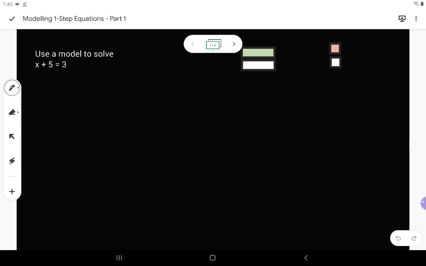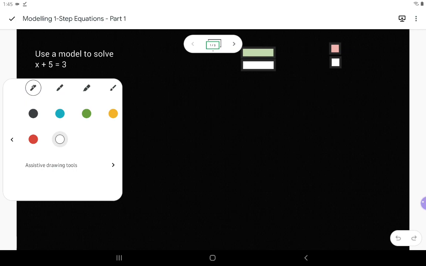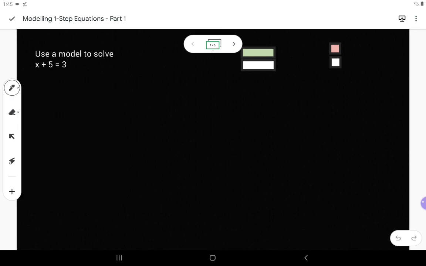So with our models, what we're going to do is I'm going to use these tiles that I've got set up over here on the right hand side. Okay, so with these tiles, for that first one, I've got this green rectangle here, and we're going to use that to represent our x's, or our variables. So I can change this from one letter to another if I need. Most of the time it will be an x.